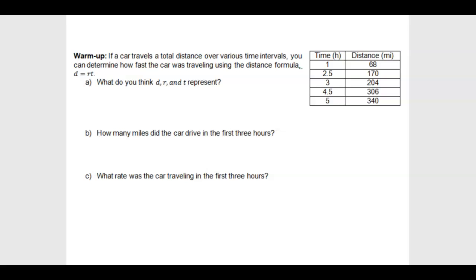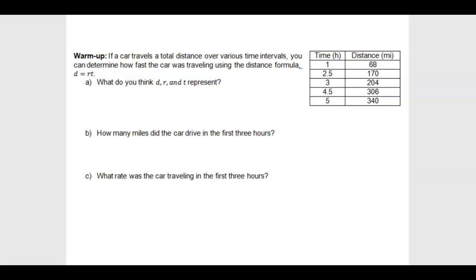Right, so let's discuss the warm-up. If a car travels a total distance over various time intervals, you can determine how fast the car was traveling using the distance formula. So what do we think D, R, and T represent in the distance formula? Hopefully all of you, go ahead, William, what do you think?